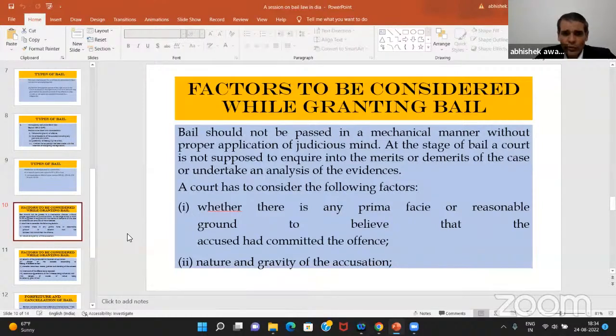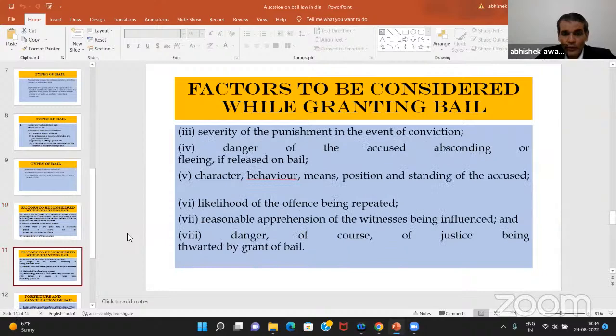Now I'll say what the factors are. Again, as I told you, whether there is a prima facie or reasonable ground to believe that the accused has committed the offense. Nature and gravity of the accusation, that is very important. Severity of the punishment in the event of conviction. Danger of the accused absconding if released on bail. This is one of the most important, in fact. Character, behavior, means, position. This is also very important. This greatly influences the court.